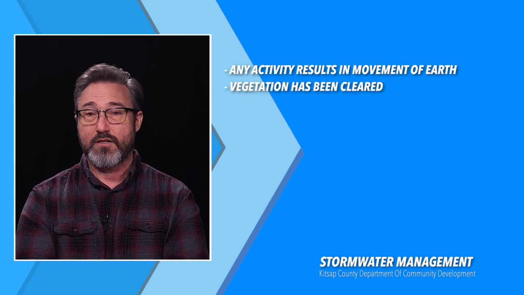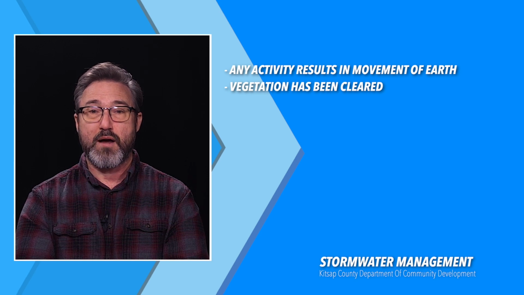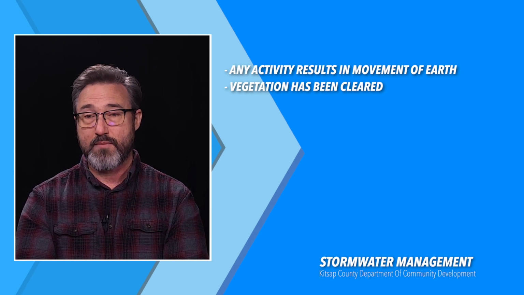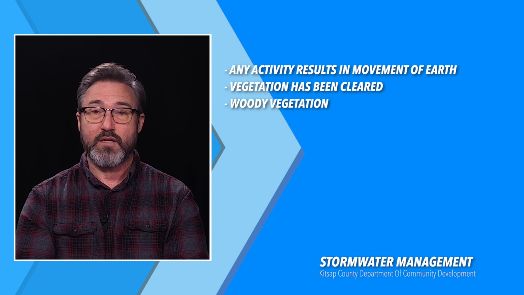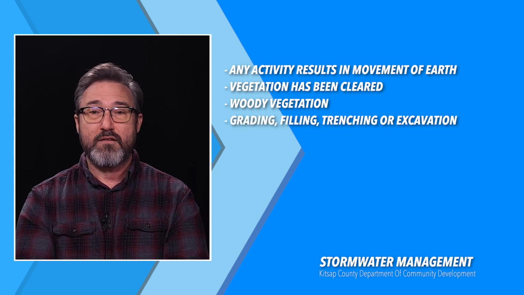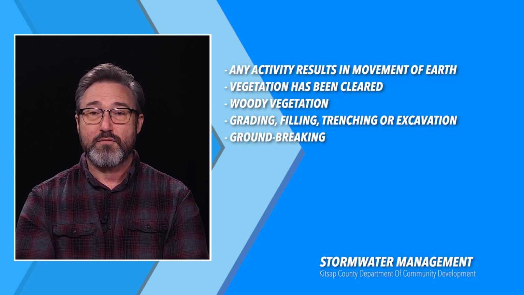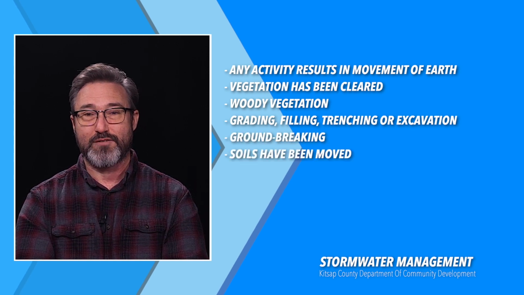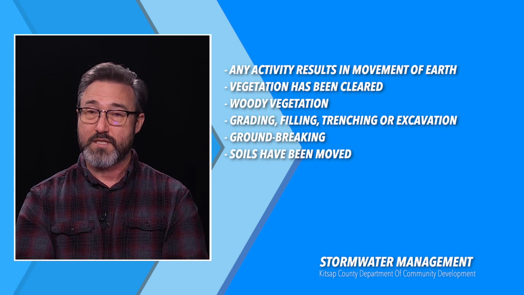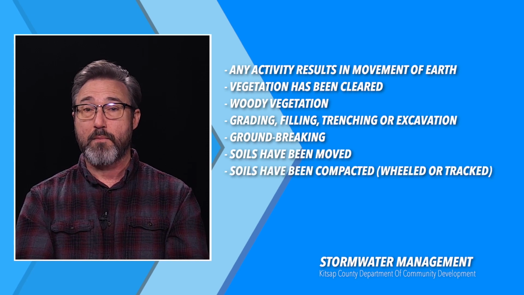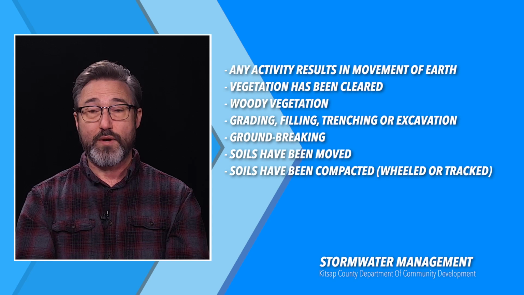Vegetation has been cleared, destroyed, or removed by manual, mechanical, or chemical methods. Woody vegetation, including shrubs and understory, or stumps, have been removed. Grading, filling, trenching, or excavation has occurred. Ground-breaking activity has occurred. Soils have been moved or stockpiled. Soils have been compacted by vehicles or equipment, wheeled or tracked.